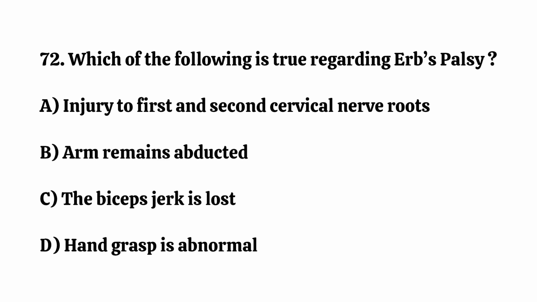Next, which of the following is true regarding Erb's palsy? A. Injury to first and second cervical nerve roots, B. Arm remains abducted, C. The biceps jerk is lost, D. Hand grasp is abnormal. Answer option C, the biceps jerk is lost.